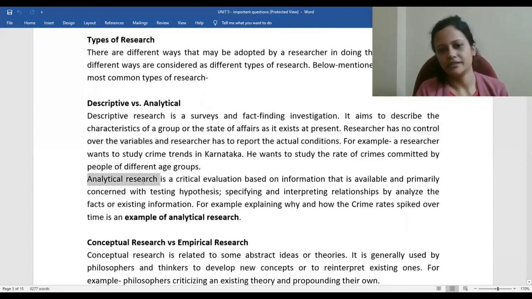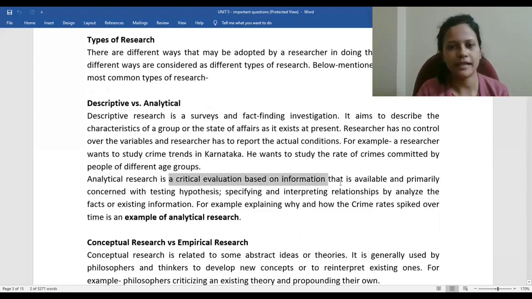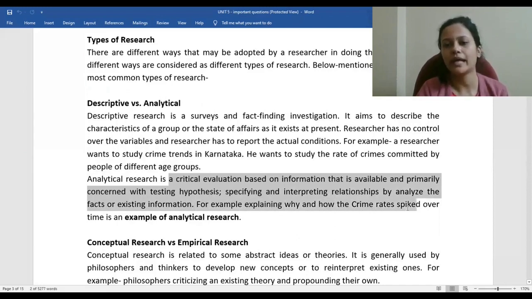Now, analytical research. Analyze, we say, right? I want to analyze this situation. I analyzed this and I finally came to this conclusion. So analyze means to critically evaluate something based on the information available to us. It is primarily concerned with testing hypotheses, specifying and interpreting relationships by analyzing facts and existing information. For example, explaining why and how crime rates spiked over time is an example of analytical research.